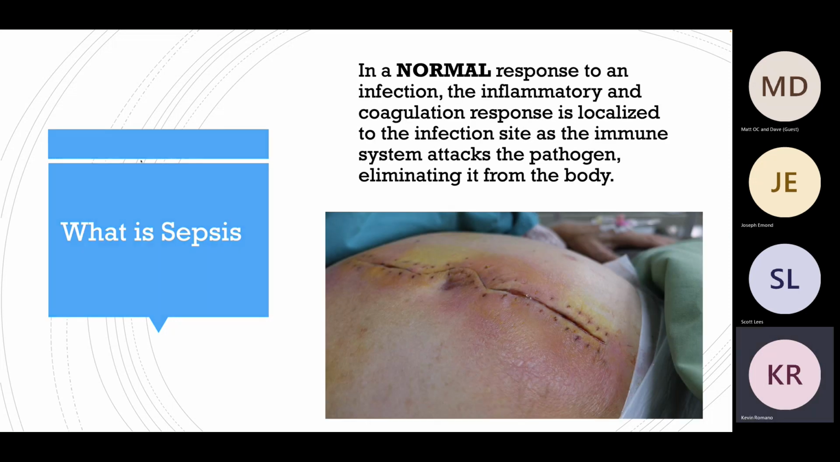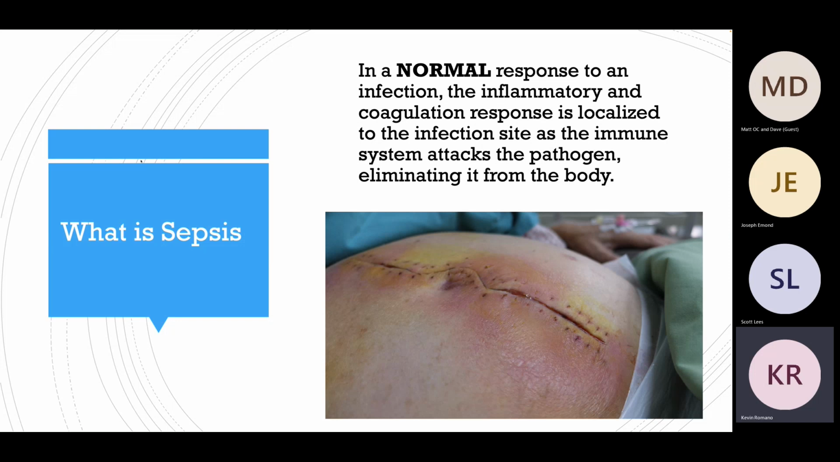So in a normal response to an infection, the inflammatory and coagulation response is localized to the infection site as the immune system attacks the pathogen, eliminating it from the body. Okay, so we have a known infection site that's here in the picture that you can see. It's the redness that's around a little bit. Our body is fighting that infection to help eliminate that pathogen from the body.